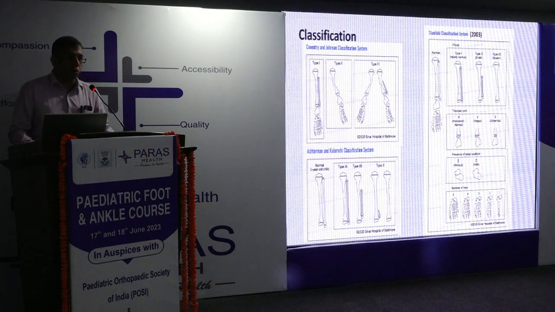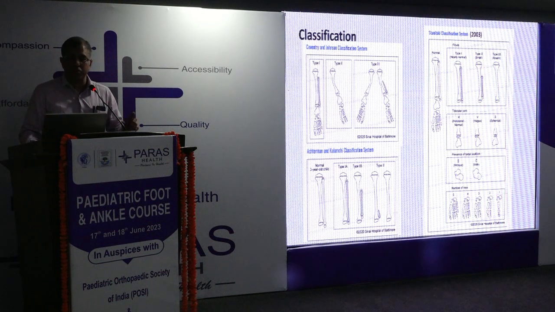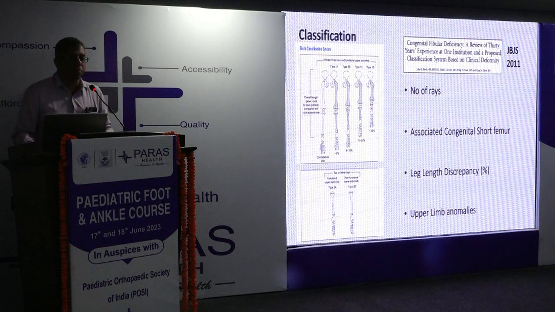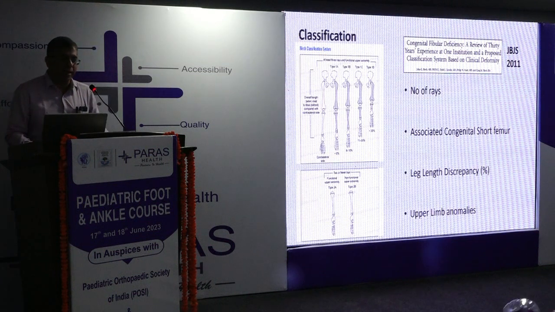So this was a more comprehensive classification that came out in 2003. In addition to the percentage of absence of the fibula, the Stanitski classification took into account the orientation of the tibiotalar joint, whether there is a tarsal coalition, and the number of rays. But from the point of view of treatment, the two classifications that are most useful according to me, the first of that is the Birch classification described in 2011.